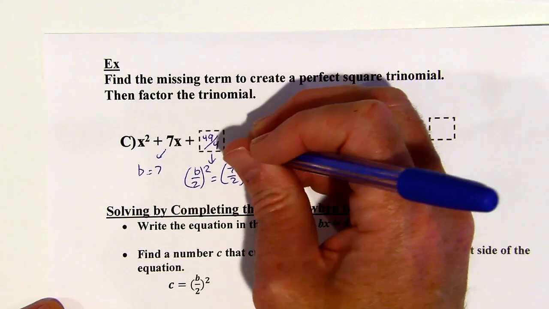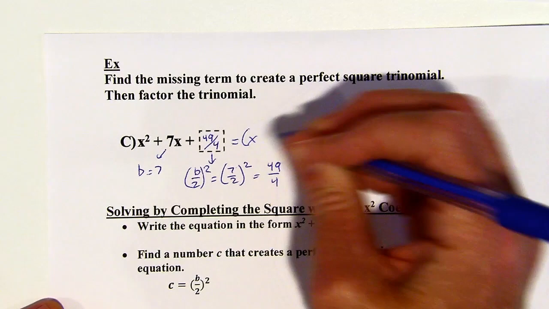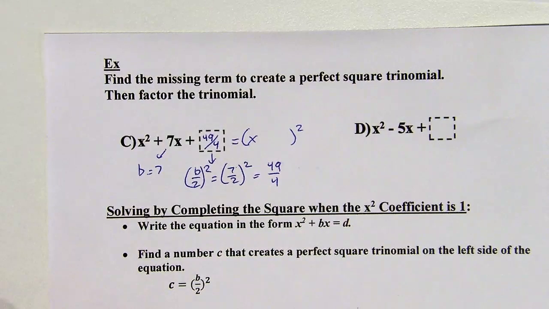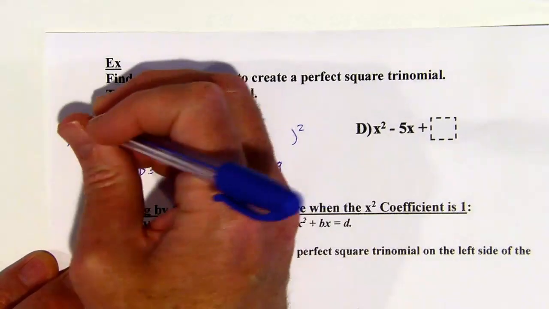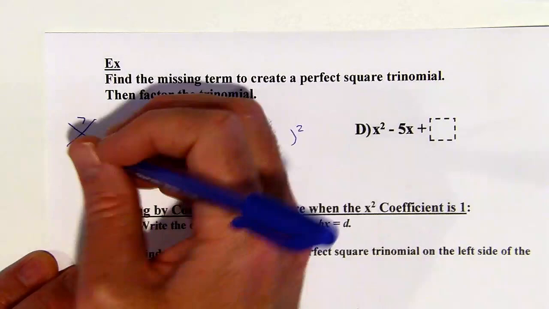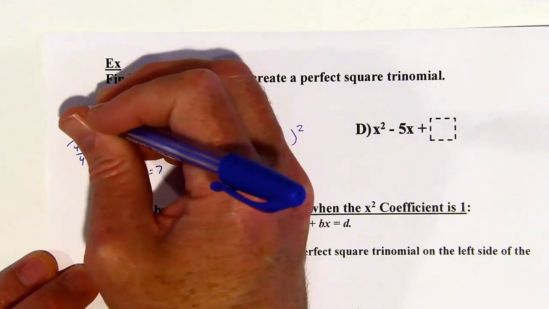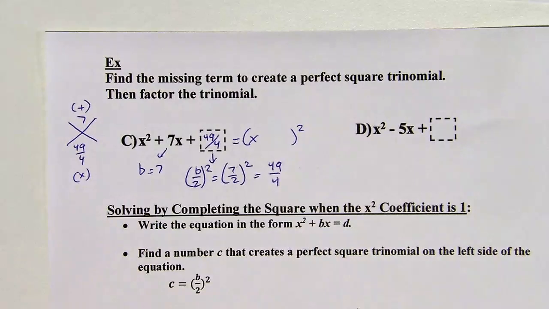Now, when I factor this, it's going to be a little tricky, okay? Now, I know it's going to be something times itself, right? I know it's going to be in that format if I got the right mystery number, okay? So let's set up a diamond problem here. 7 is the b term, and 49/4 is the c term. So I'm looking for two things that add to 7 and multiply to 49/4.